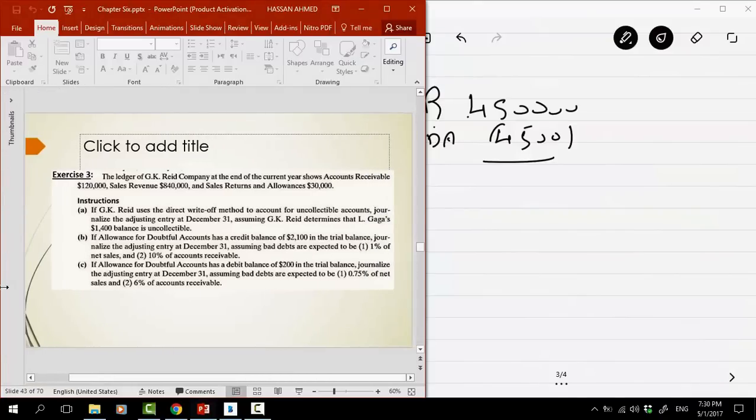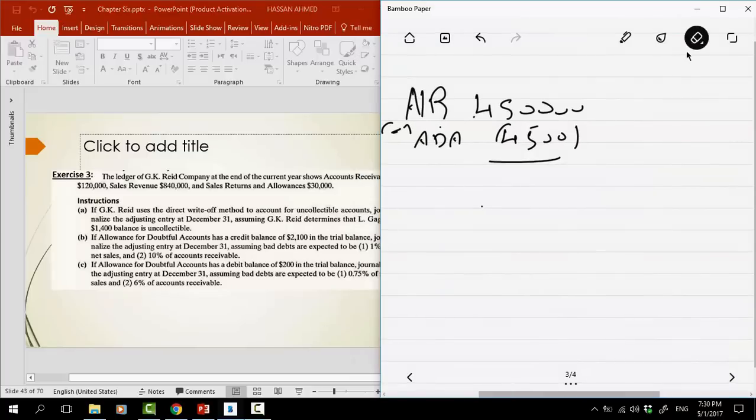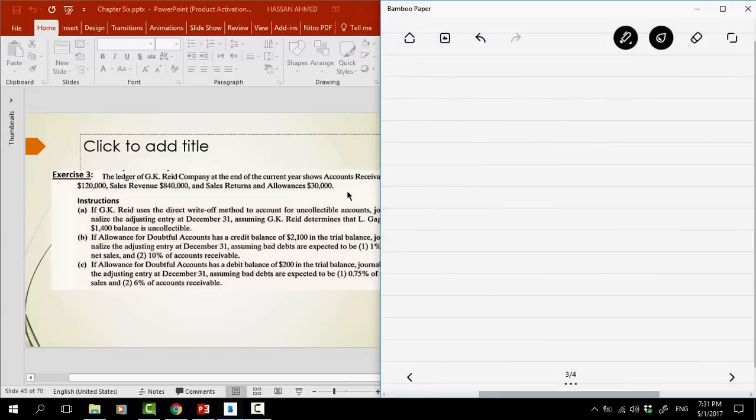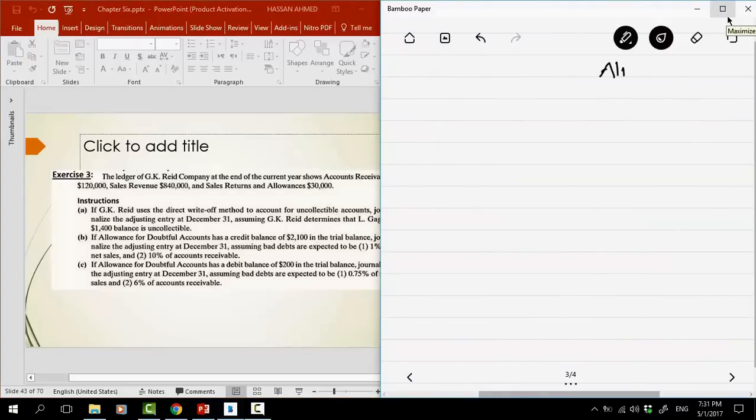The ledger of JK company at the end of the year shows accounts receivable 120,000, sales 840,000, and sales return 30,000.